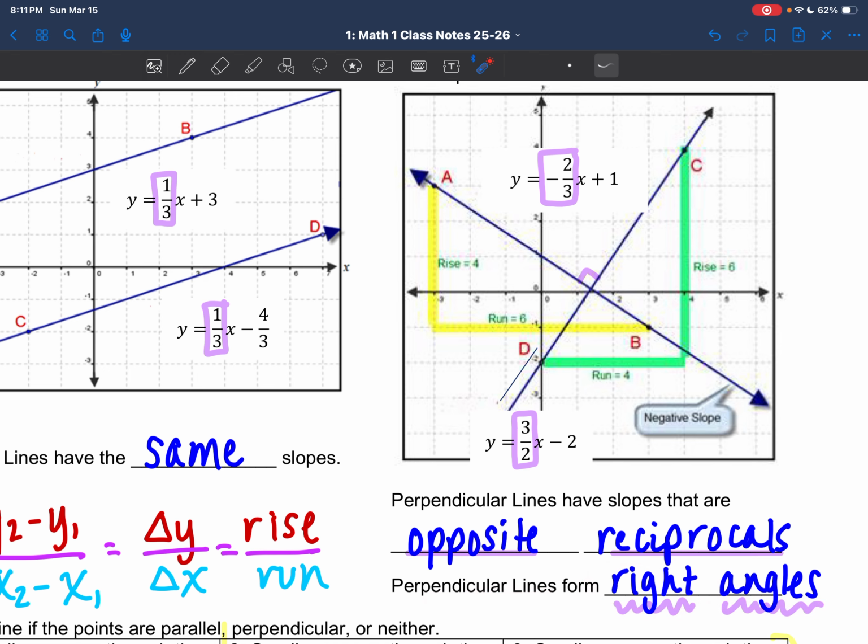So when you're looking here, I've got negative 2/3 and I have positive 3/2. If I take negative 2/3, switch the order, I get 3/2, and then we change the sign to make it positive 3/2. So if you notice, these two slopes are perpendicular because they are opposite and they are reciprocals, meaning you switch the order. So again, they form right angles. I have a right angle here, and a right angle there.